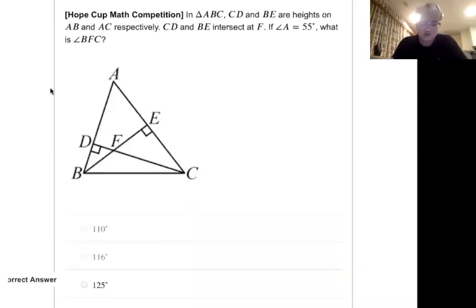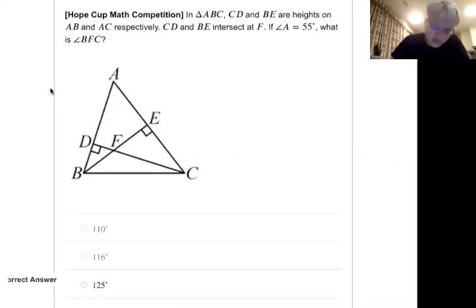Question number 7. In the triangle ABC, line CD and line BE are heights on AB and AC respectively. CD and BE intersect at F. If angle A equals 55 degrees, what is angle BFC?